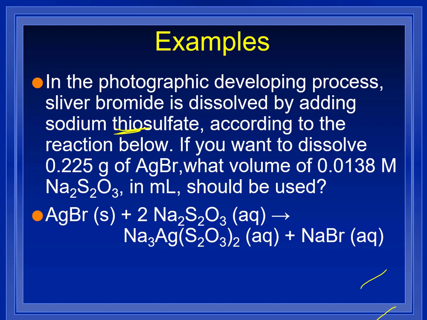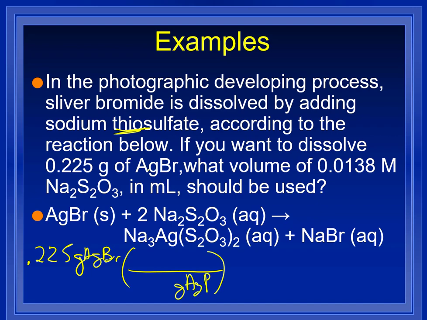But to the question, if you want to dissolve 0.225 grams of silver bromide, what volume of 0.0138 molar sodium thiosulfate should you use? Well, I got grams of silver bromide, but they asked me about thiosulfate. I need moles. Can I turn grams of silver bromide into moles? Yeah, I can. 0.225 grams of silver bromide. You want to get rid of grams of silver bromide and change it to moles of silver bromide.